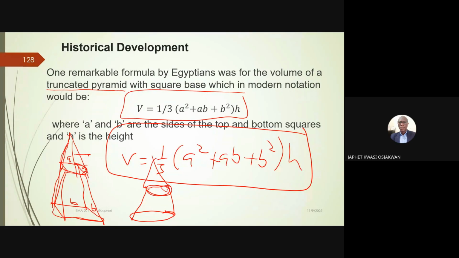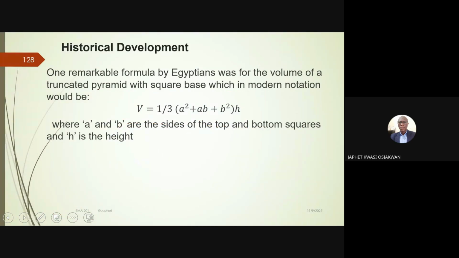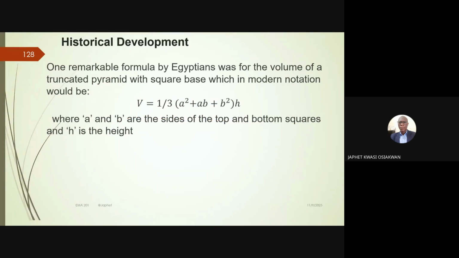These Egyptians have this formula. Once you know this formula, you can find the volume of it. Any question?